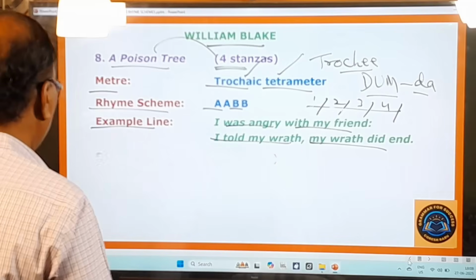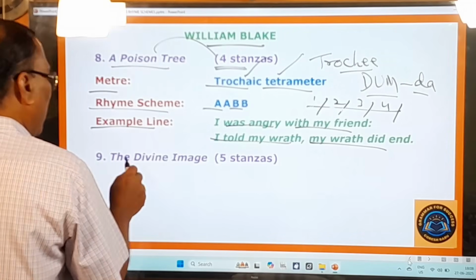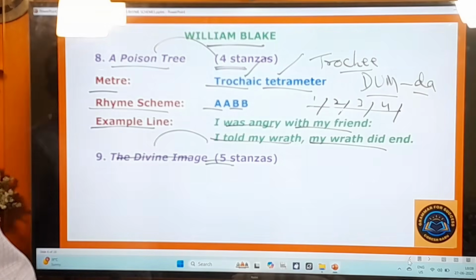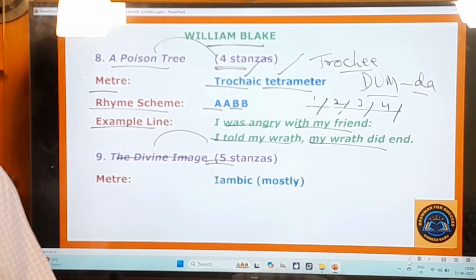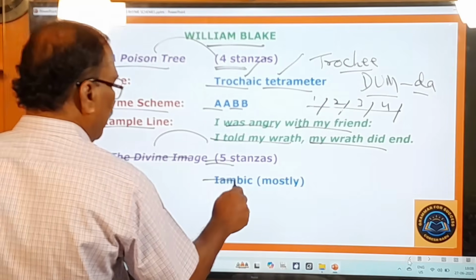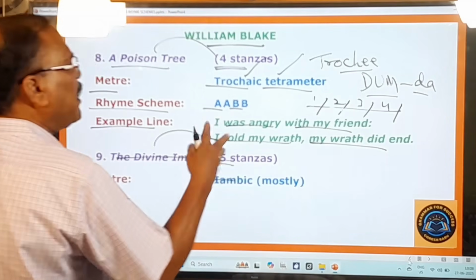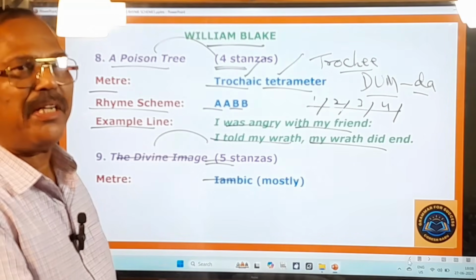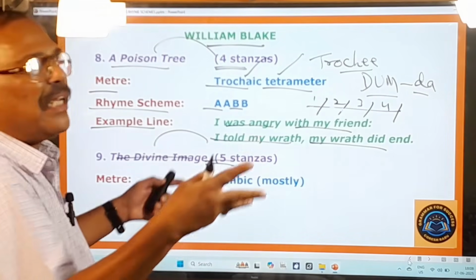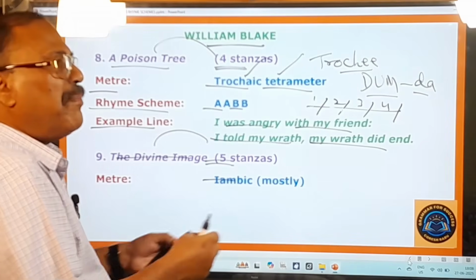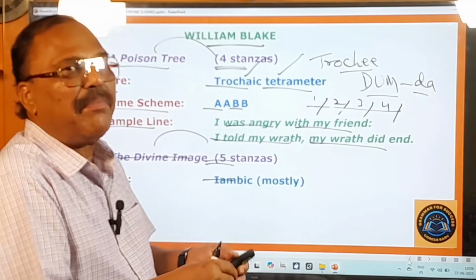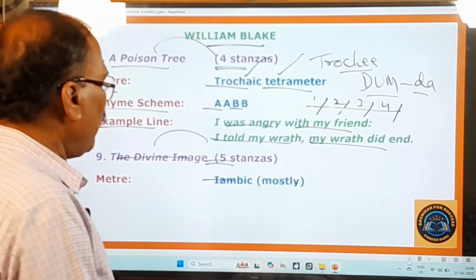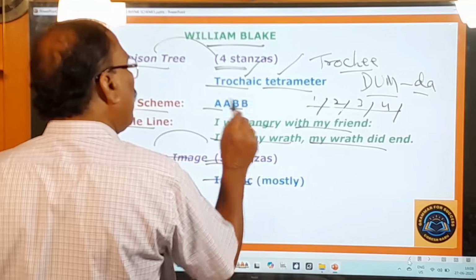Okay, and here you pay attention. The ninth one, The Divine Image. In this poem there are as many as 5 stanzas. What meter is followed by the poet in this poem? Iambic. Most of the time only iambic meter is followed, but whether it is pentameter or tetrameter or trimeter is not clearly fixed, because elsewhere he maintained pentameter, elsewhere trimeter, elsewhere tetrameter. So that's why mostly he has followed iambic meter.